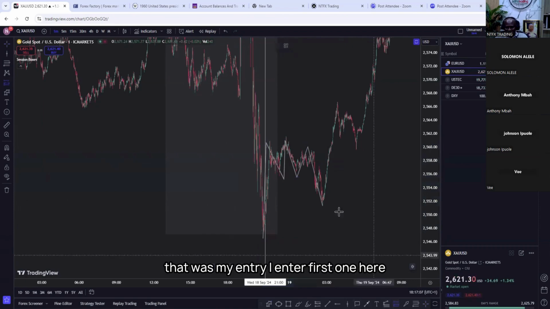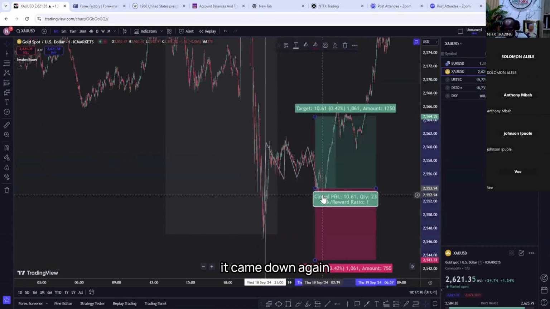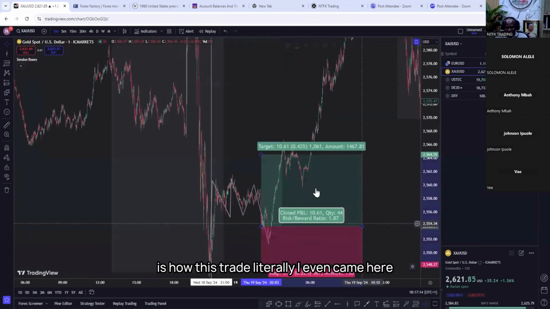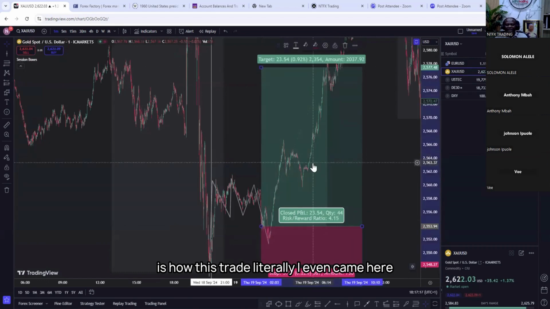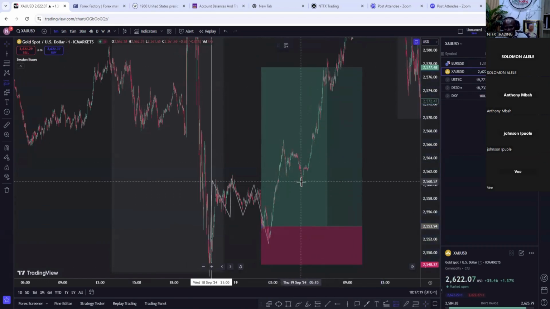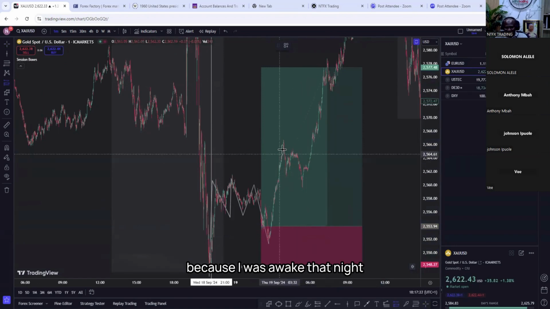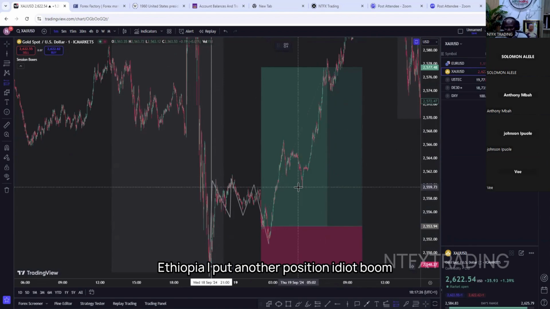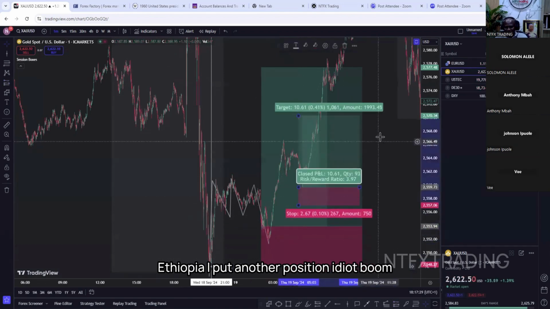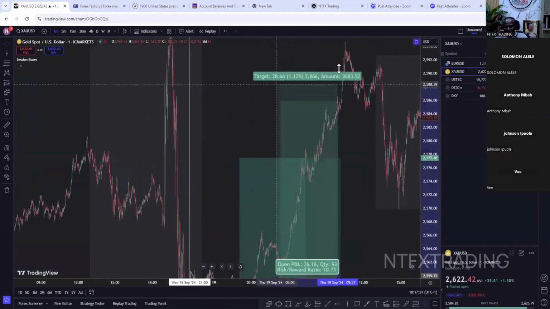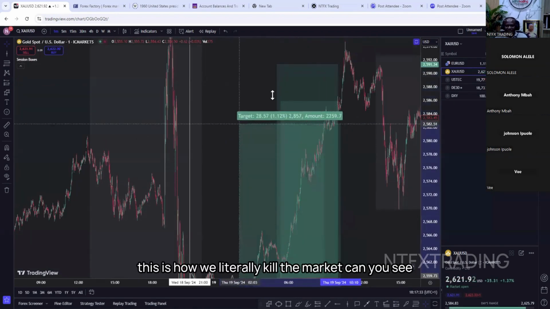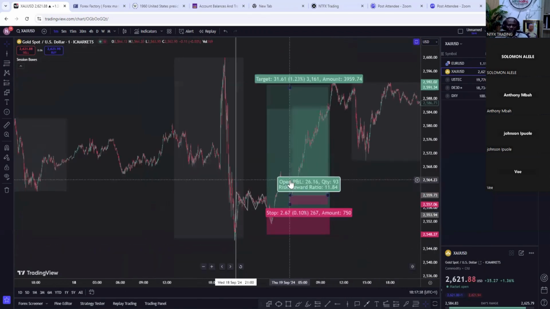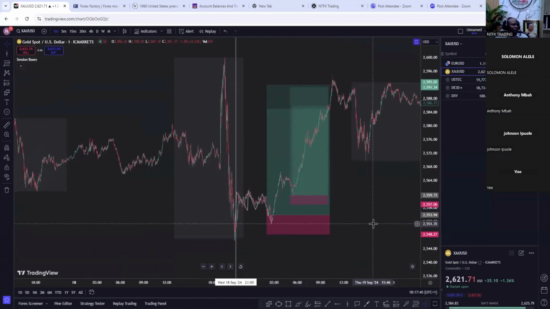That was my entry. I entered first one here. It came down again, which concerned me because this is my stop loss. Literally, I even came here and entered another position because I was awake that night. I saw this. You are going to London, you never even reach Ethiopia. I put another position. Boom. Can you see? This is how we literally kill the market. Simple. So much money.